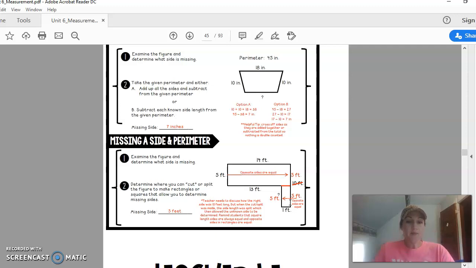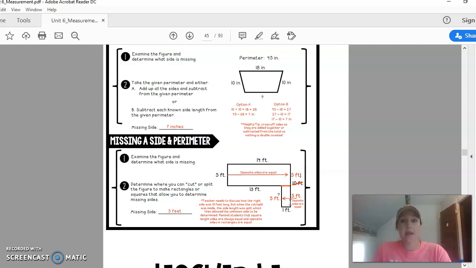Okay? Because we don't have the total perimeter on this equation to be able to do it like option A or option B like we did at the top. Okay? So that is all you're doing today.